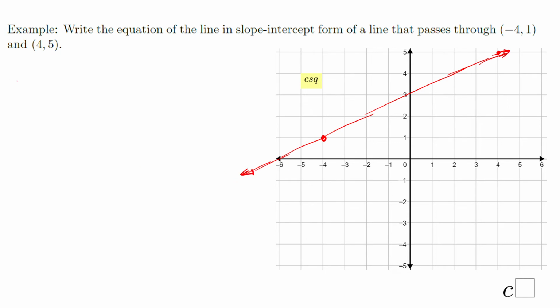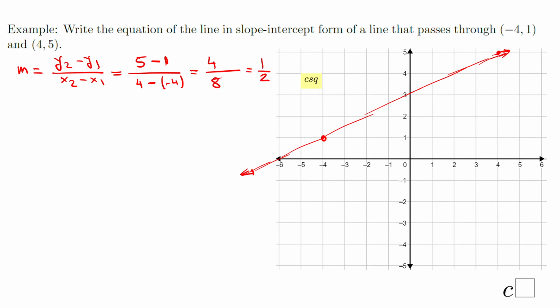Okay, so I'm gonna do the slope formula. y2 minus y1 over x2 minus x1, and we get what here? We get 5 minus 1 over 4 minus negative 4. 5 minus 1 is 4, 4 minus negative 4 is 8, and we can simplify. This is 1 over 2, the slope.